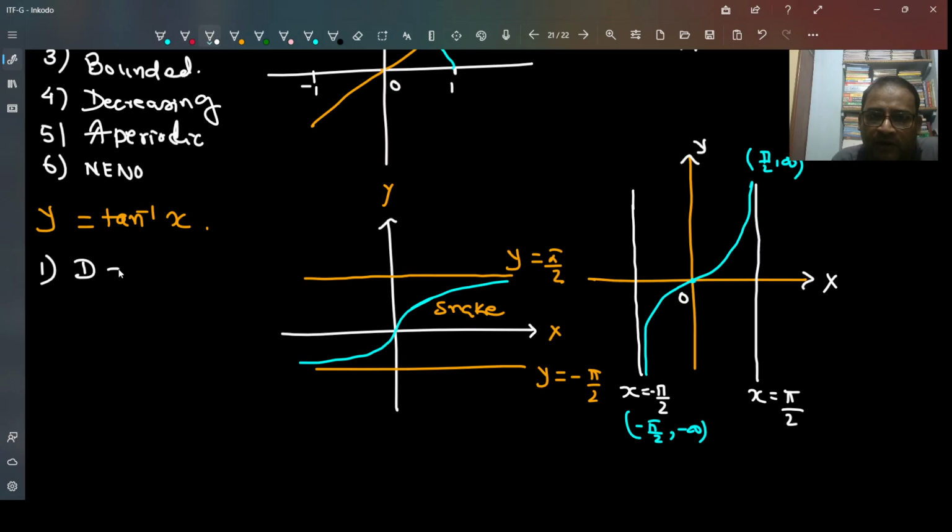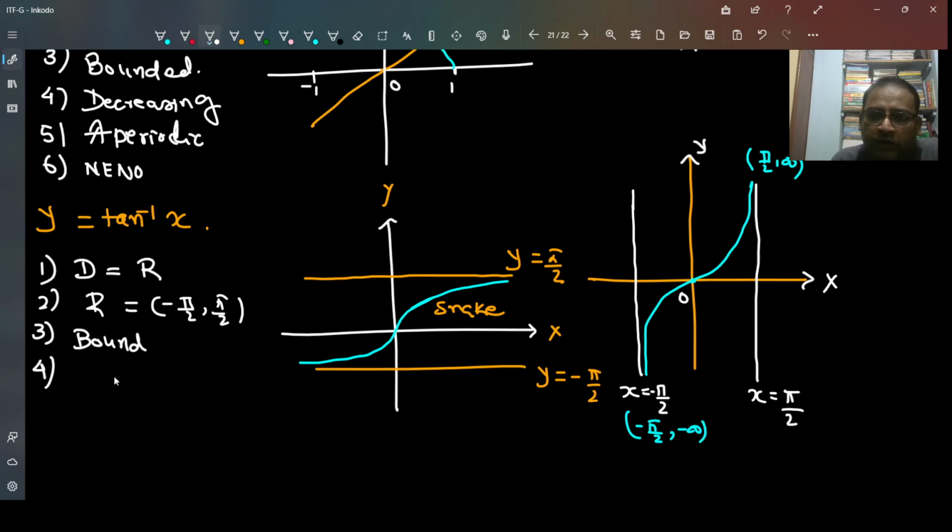Number one, the domain of tan inverse x. You notice that it is all real numbers, minus infinity to plus infinity on the x-axis. Second point, the range of tan inverse x. The range will be in the open interval minus pi by 2 to plus pi by 2. Its maximum and minimum values we don't know, but it is a bounded function, bounded in minus pi by 2 to plus pi by 2.